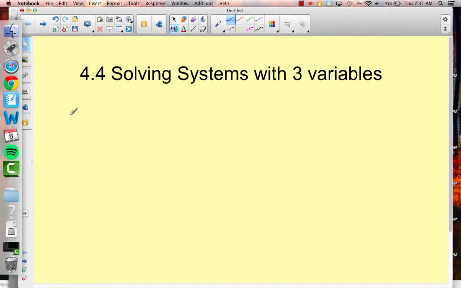three variables. So there's still two ways of solving systems. We can still do substitution, or we could do elimination. So whichever way they tell you to, or whichever way you're most comfortable with, just pay attention to the directions. These are our two ways of solving.